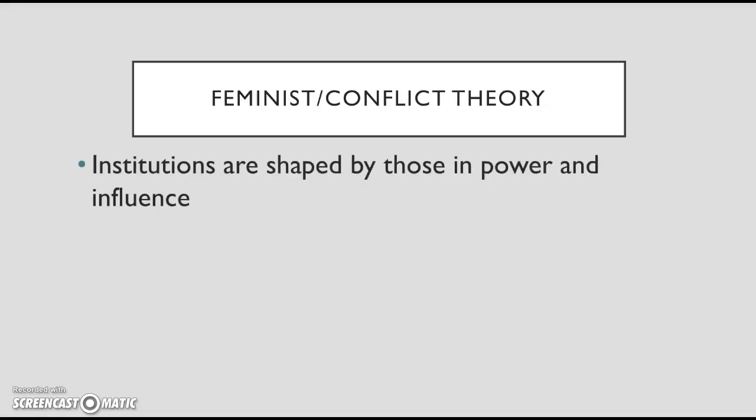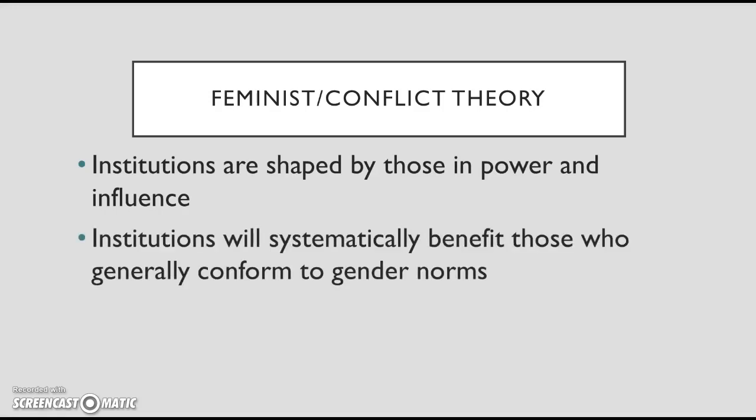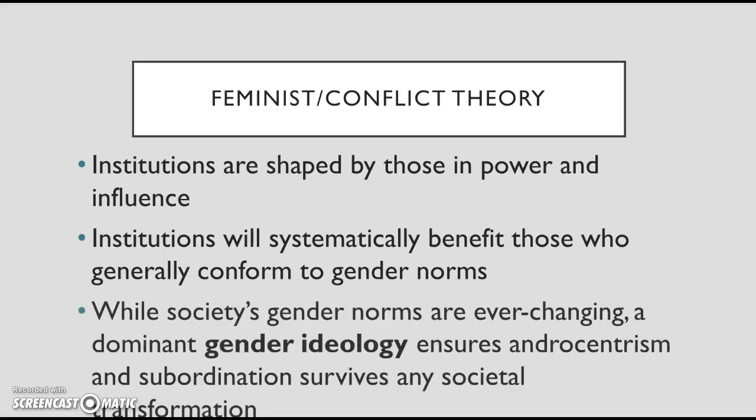From a feminist and conflict theory perspective, we're going to look at institutions and how they're shaped by power, how they're shaped by those with influence. Institutions that are shaped by those with power and influence are going to reflect the interests and the values of those who have power and influence. So our institutions are automatically set up to systematically benefit those who generally conform to gender norms. Since gender norms and the gender ideology that we live in have been shaped by those with power and influence, our institutions are also going to reflect those gender norms.